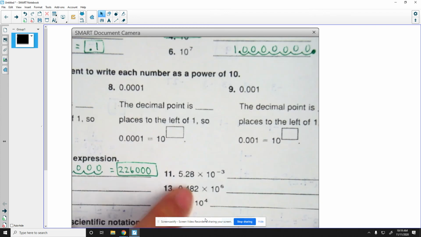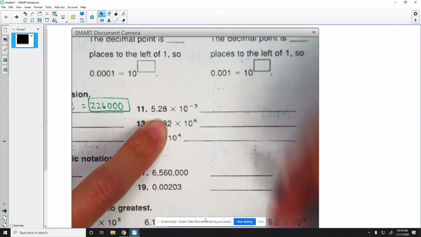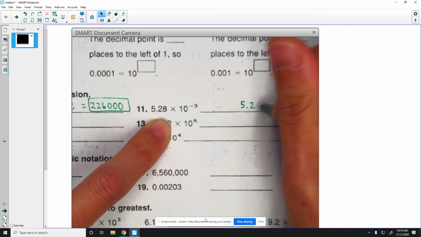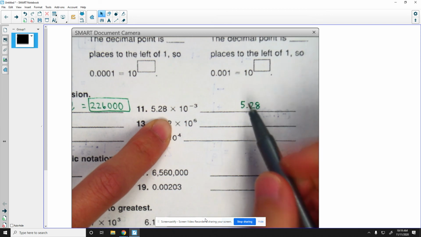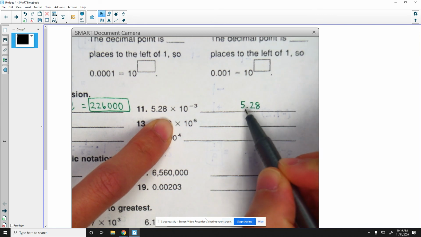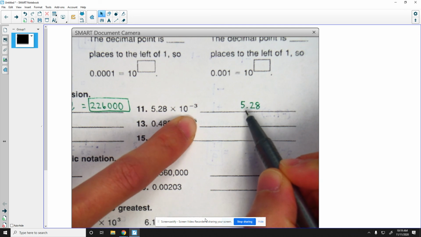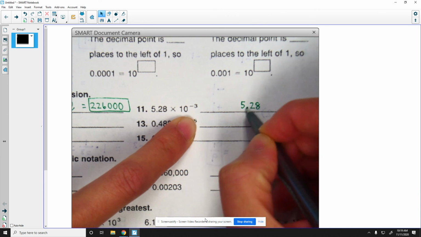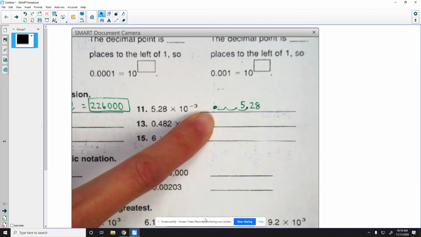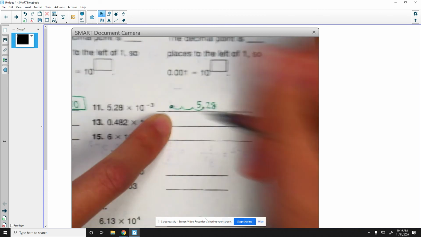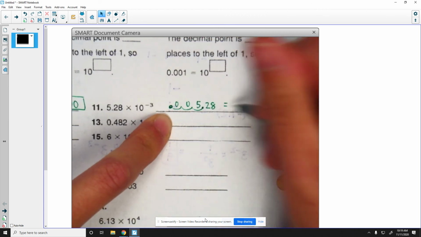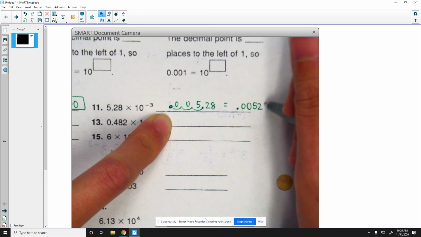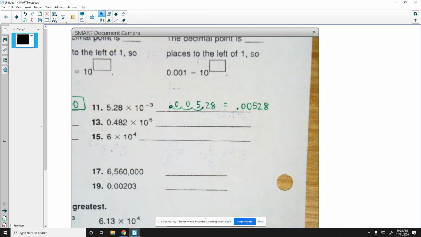Okay, so let's do number 11 then. I have 5.28. How many loops am I going to draw? 3. Forward or backward? Backward because it's negative. So start from your original decimal, between the 5 and the 2. So 1, 2, 3. That's where your new decimal is. Then add zeros as placeholders. So you have 0.00528. That's your answer.